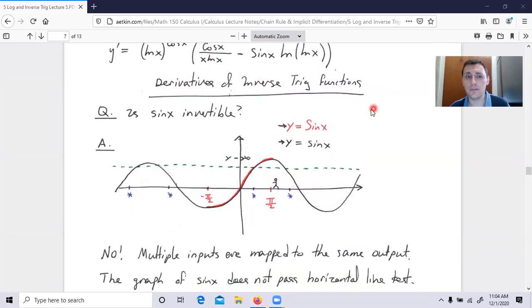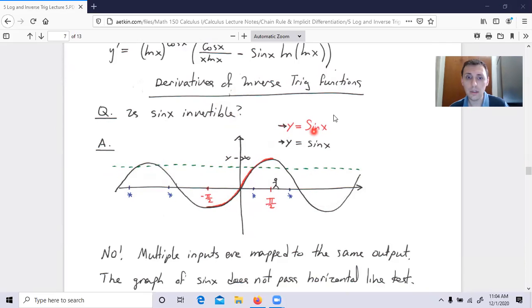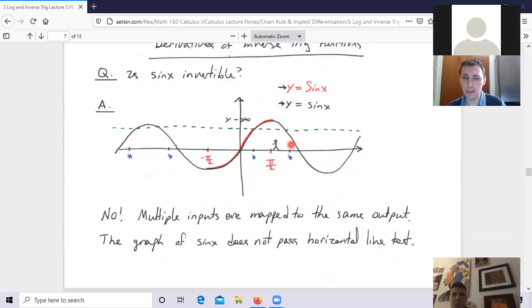So first question, very quickly: is sine of x invertible? Now you can see that in general sine does not pass the horizontal line test, which means that there are several inputs on the x-axis that are mapped to the same y. In other words, sine in general is not invertible. However, if you take a strip of sine, let's say from minus pi over 2 to pi over 2, the curve passes the horizontal line test and is therefore invertible.